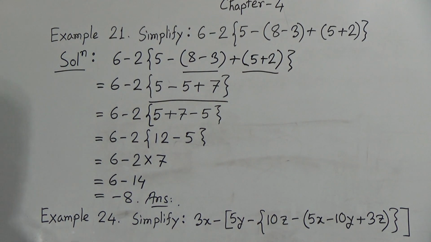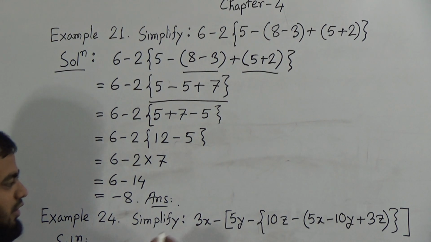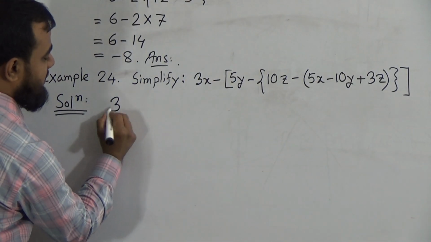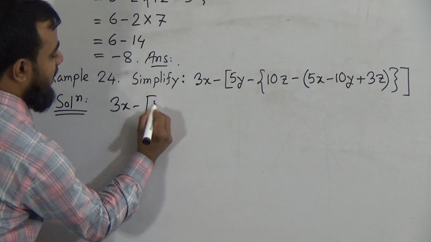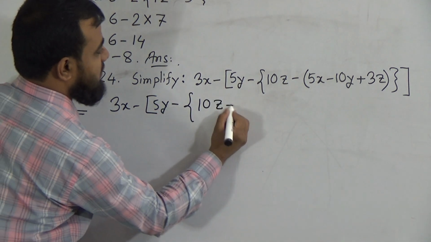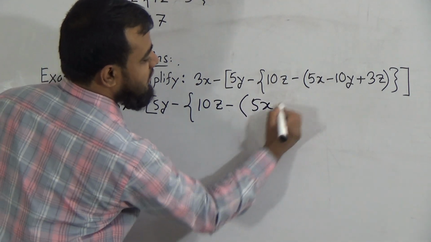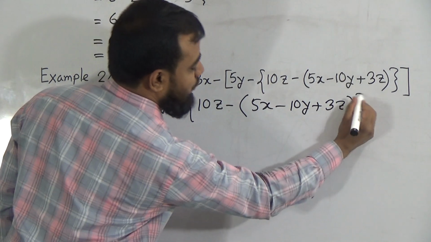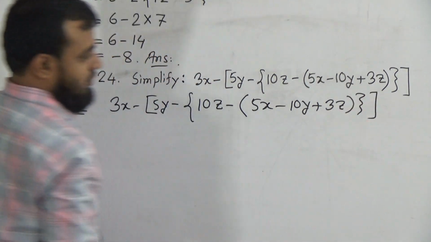The second one is another simplification. We will solve this now. But students, please look at the board very carefully. It's thrice x minus 5y. We should write it down: thrice x minus 5y minus, second bracket is third, it's 10z minus, first bracket is third, 5x minus 10y plus thrice z, first bracket closed, second bracket closed, and the third bracket is also closed.